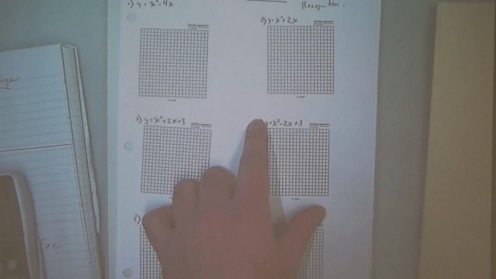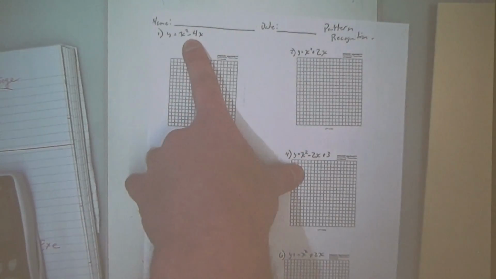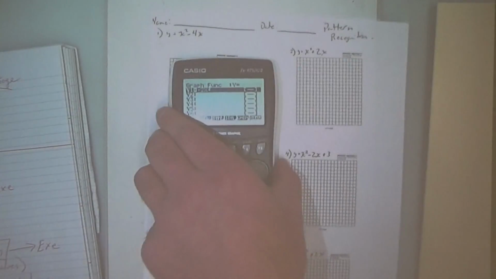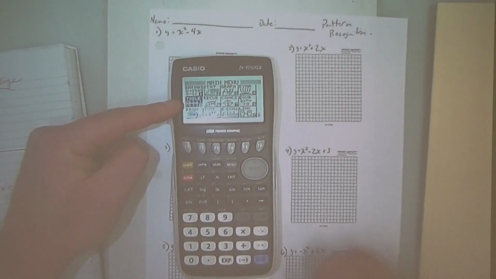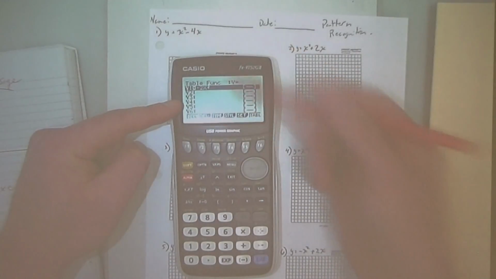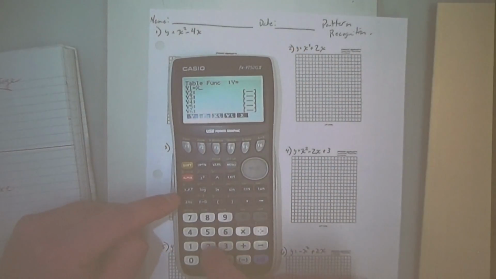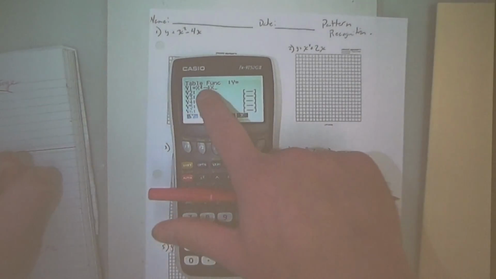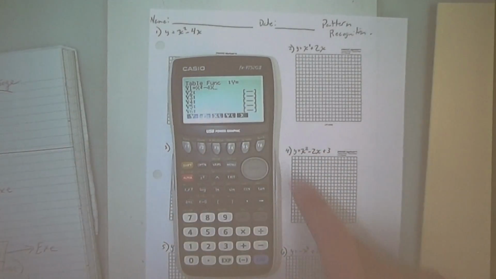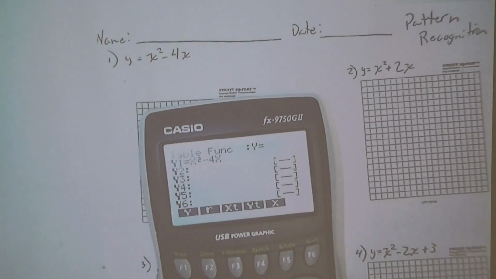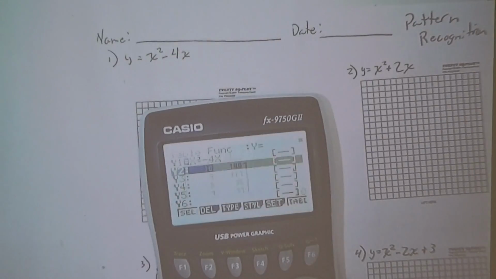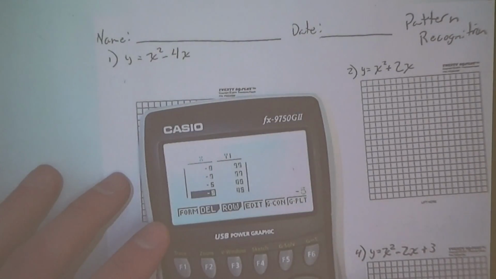The problems, you can do this problem using a table. You can plug that function in to the table menu, going to menu, going to table, hitting enter, having that function in here, which is x squared minus 4x. Plugging in that function into this table, executing, and there's my table of values.